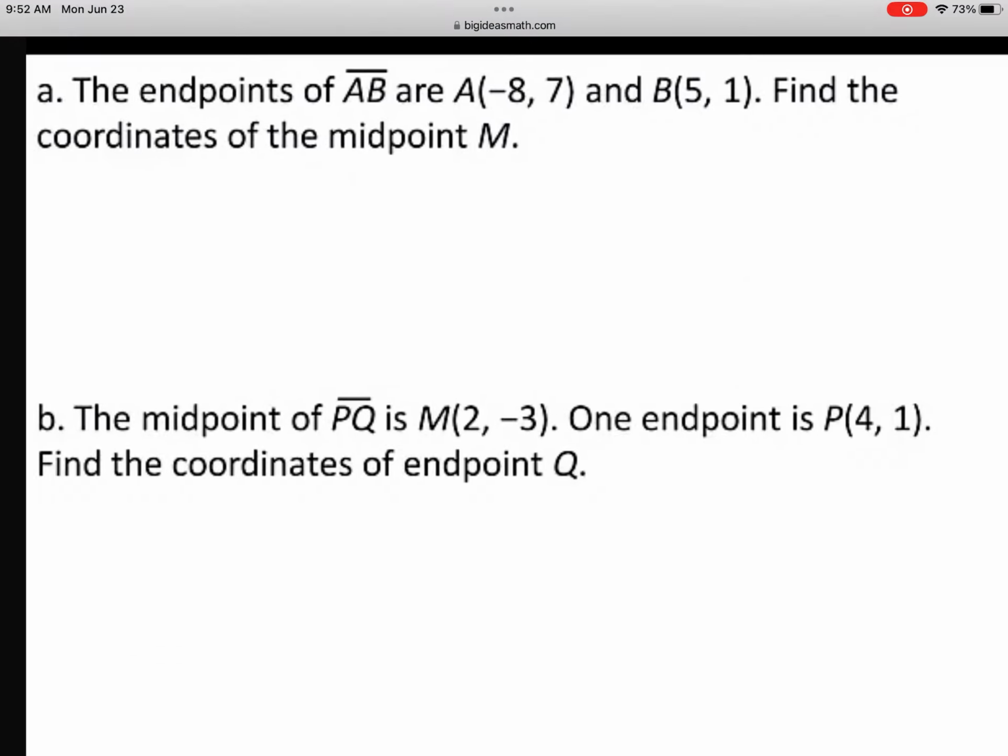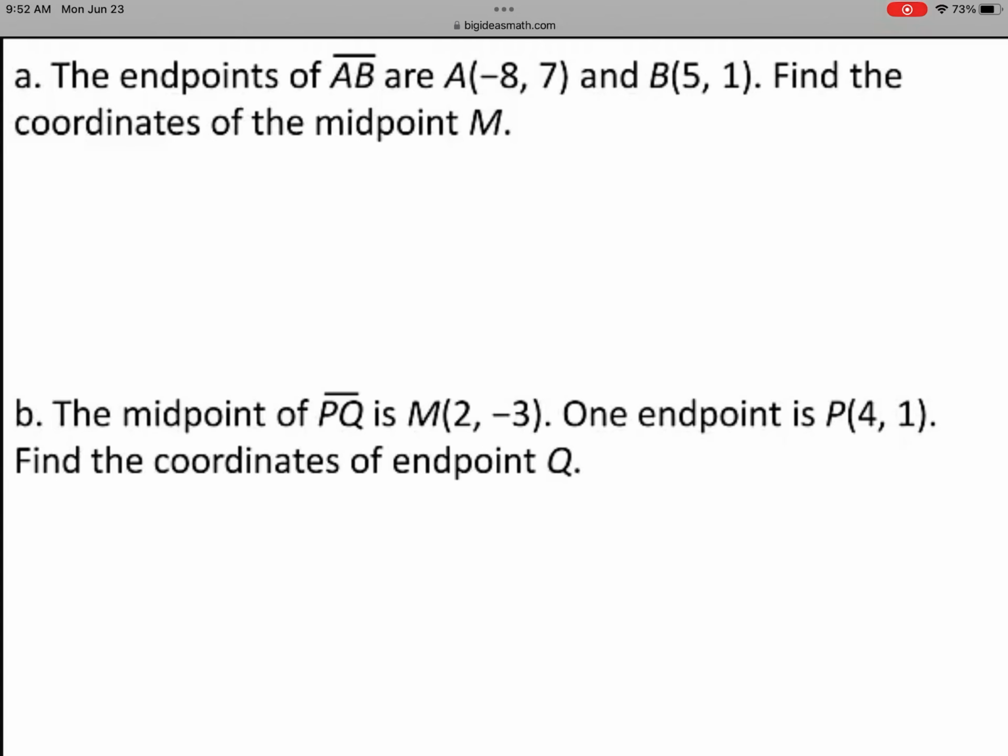A. The endpoints of segment AB are A(-8, 7) and B(5, 1). Find the coordinates of the midpoint M. And B. The midpoint of segment PQ is M(2, -3). One endpoint is P(4, 1). Find the coordinates of endpoint Q.